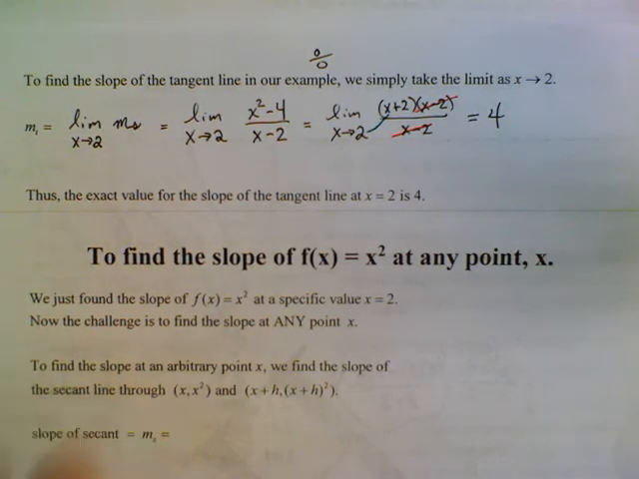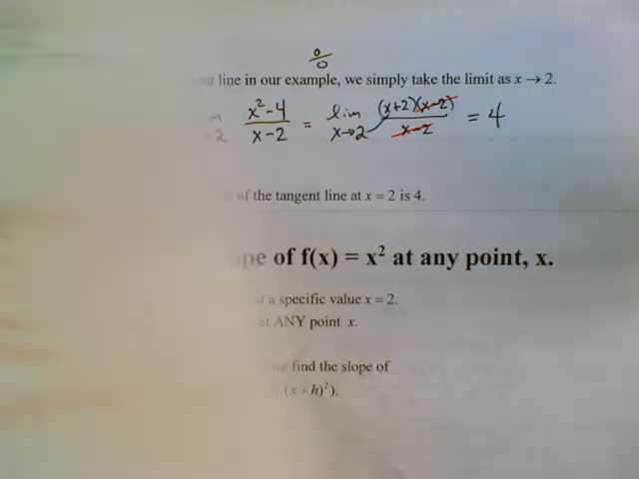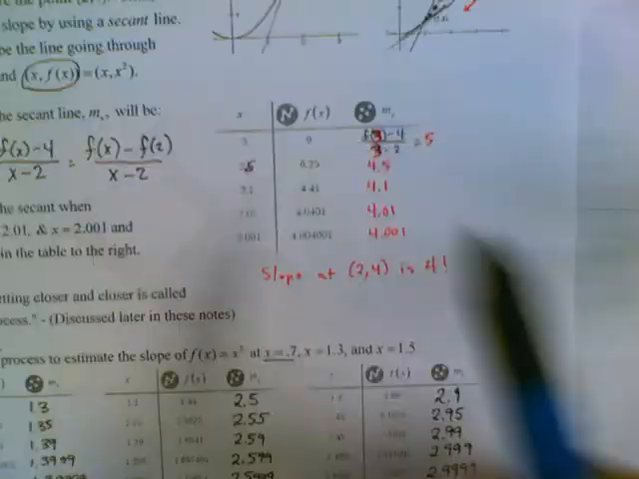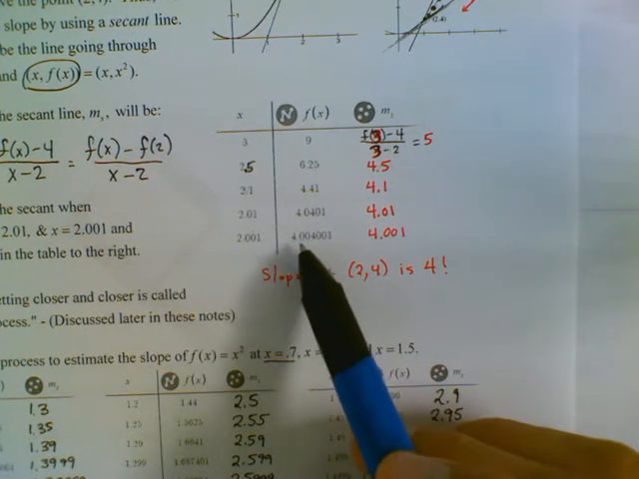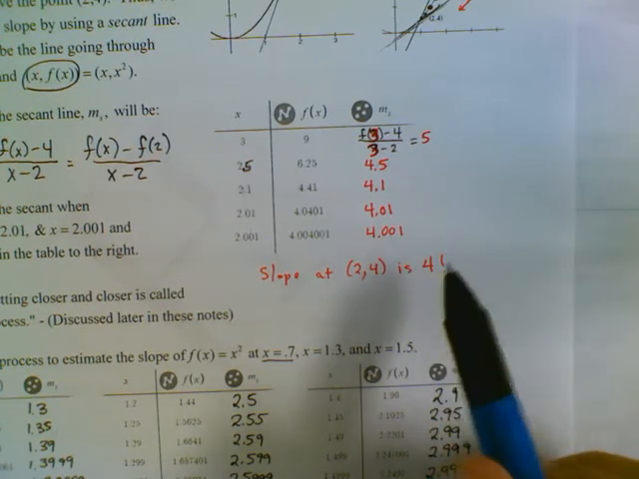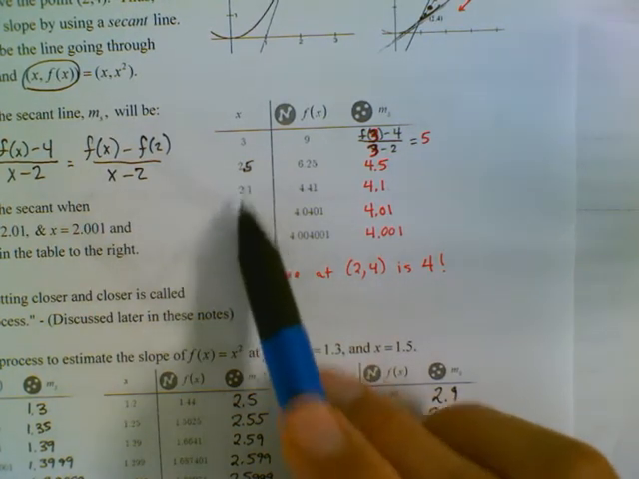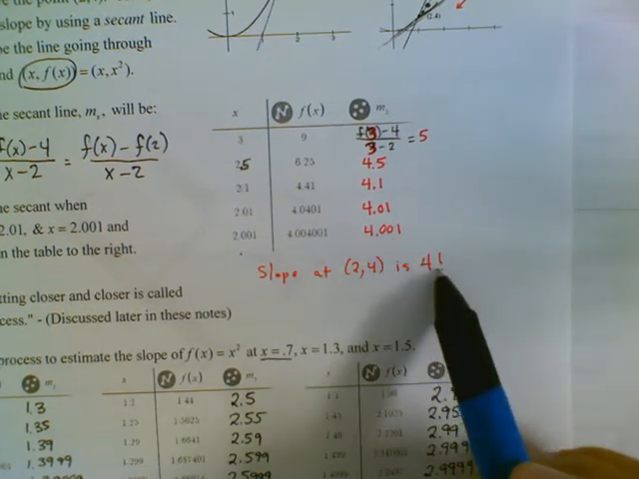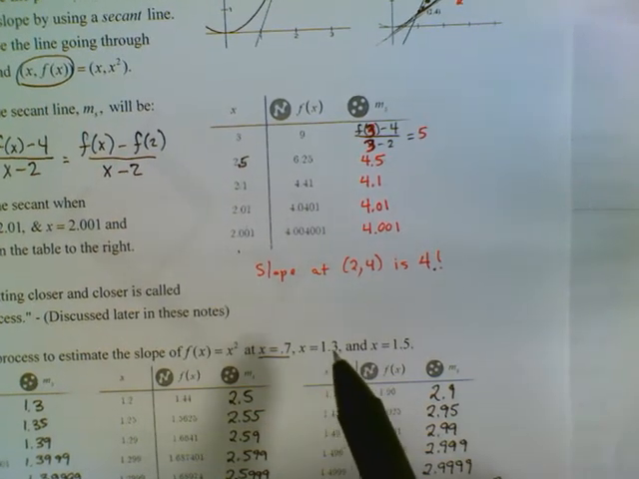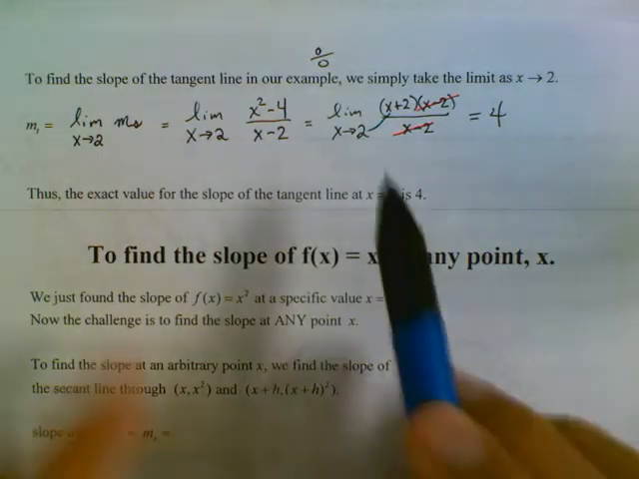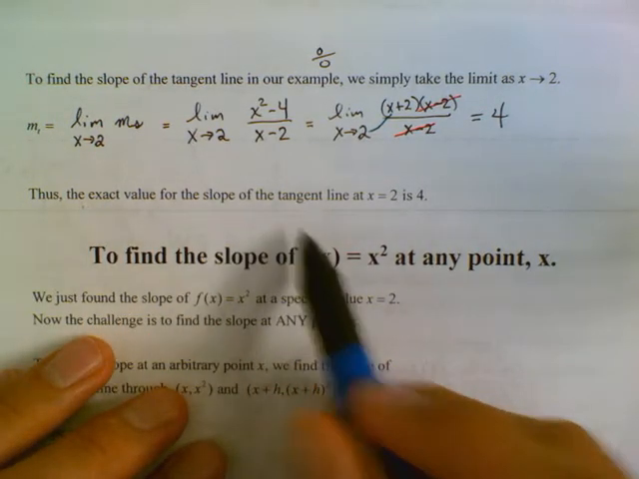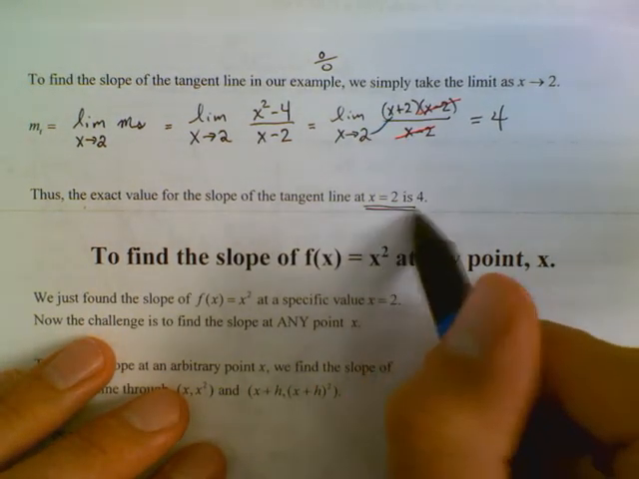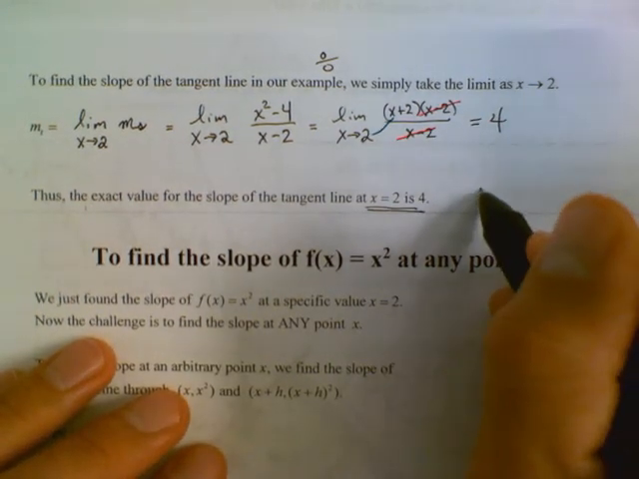So that was a lot easier than approximating, right? Remember what we had to do with the limiting process. We had to plug in values closer and closer and closer to 2, and we got the slope closer and closer to 4, but that was a lot of calculating. All right, so we just use the limit. So thus, the exact value for the slope of the tangent line at x equals 2 is 4. So we are super happy about that.